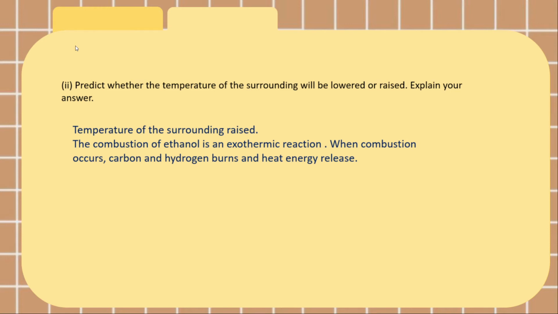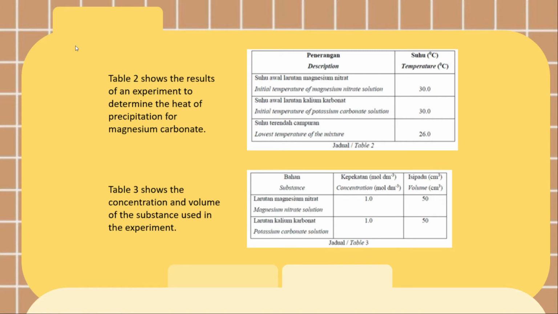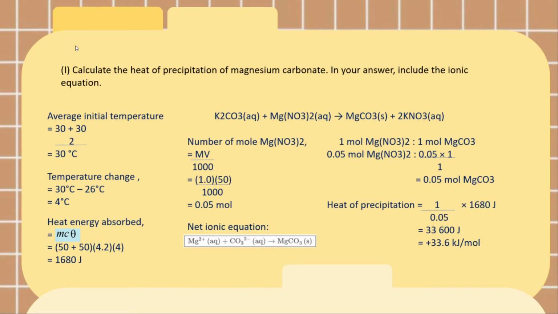Question 6. The question shows the table of results about the heat of precipitation for magnesium carbonate. 1. Calculate the heat of precipitation. First, we need to calculate the average of the initial temperature, since the experiment used two different solutions and has two initial temperatures. Then calculate the temperature change by subtracting the final temperature from the initial temperature. This change shows a fall of temperature, which means the reaction is an endothermic reaction.